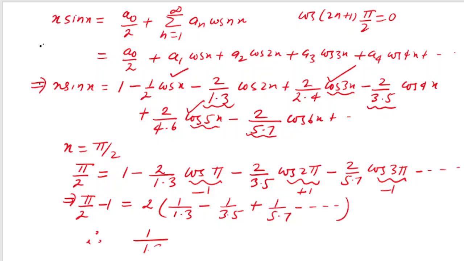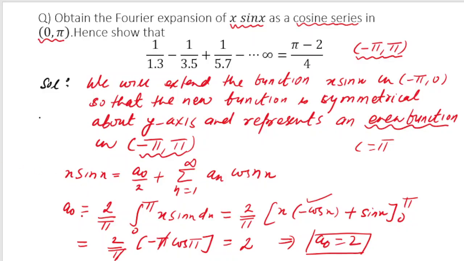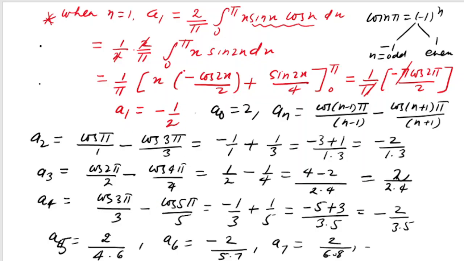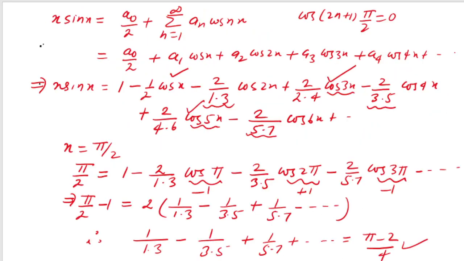So 1 by 1 into 3 minus 1 by 3 into 5 plus 1 by 5 into 7 and so on is equal to, this is pi minus 2 by 2, and I will divide it by 2. So this will become pi minus 2 by 4, and that completes the answer. It has taken me a lot of time because I have to calculate a naught, I have to calculate a1 separately, and then even after I have got the Fourier coefficients, evaluating the different Fourier coefficients also was something I had to do separately, otherwise it will be confusing. So it is better to avoid confusion and spend some time.